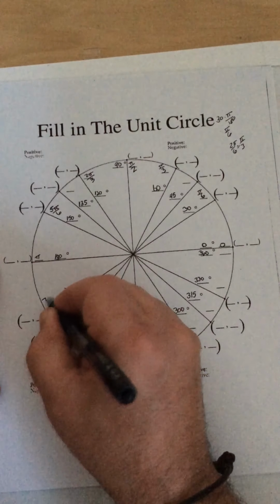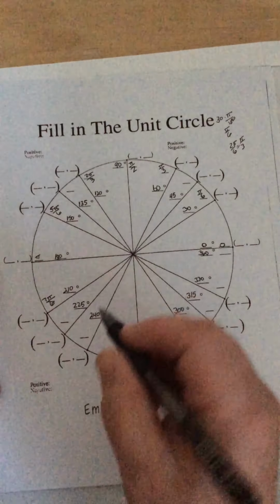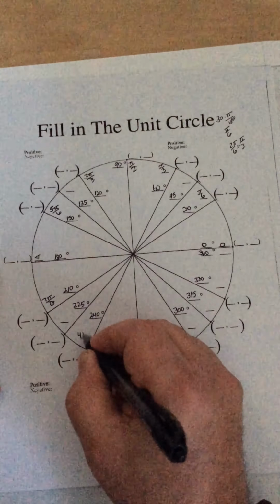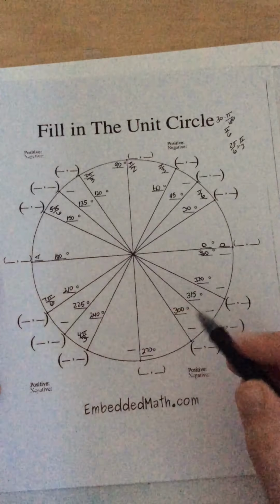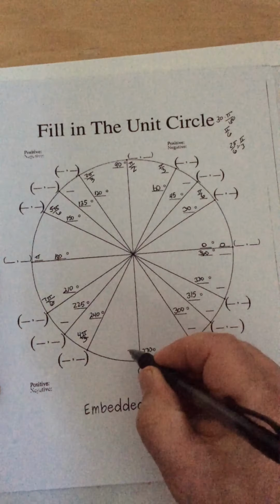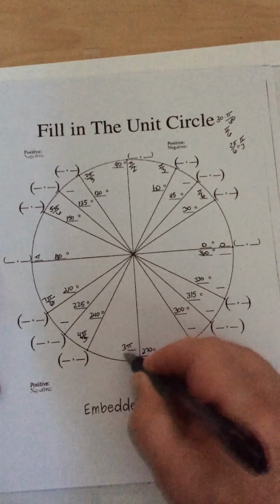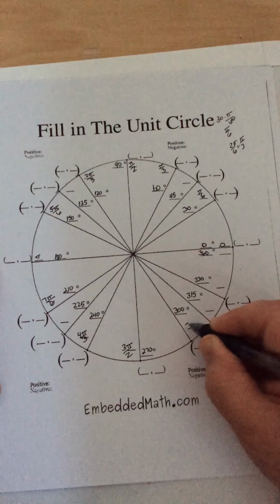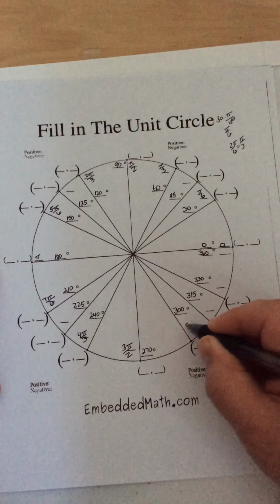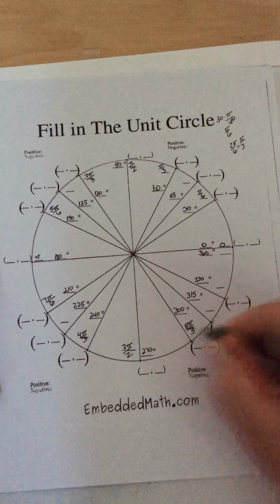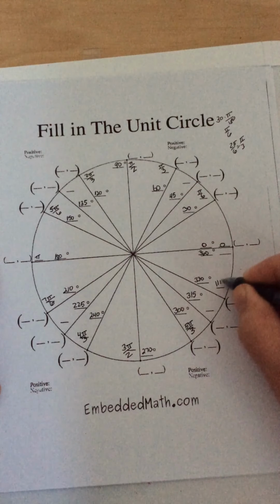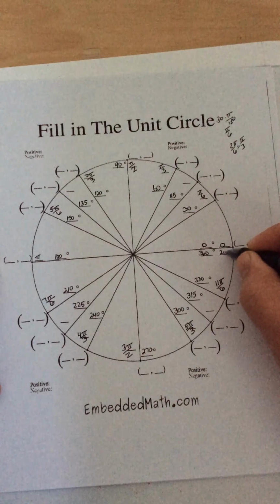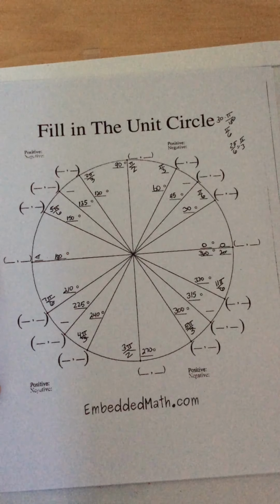This then would have to be 7 pi over 6. That would have to be 8 pi over 6, but I'm going to reduce it. So that's 9 pi over 6. I'm going to reduce it. So 3 pi over 2. 10 pi over 6 reduced would be 5 pi over 3. And then this would be 11 pi over 6. Doesn't reduce. 12 pi over 6 would reduce to 2 pi. So I counted around.